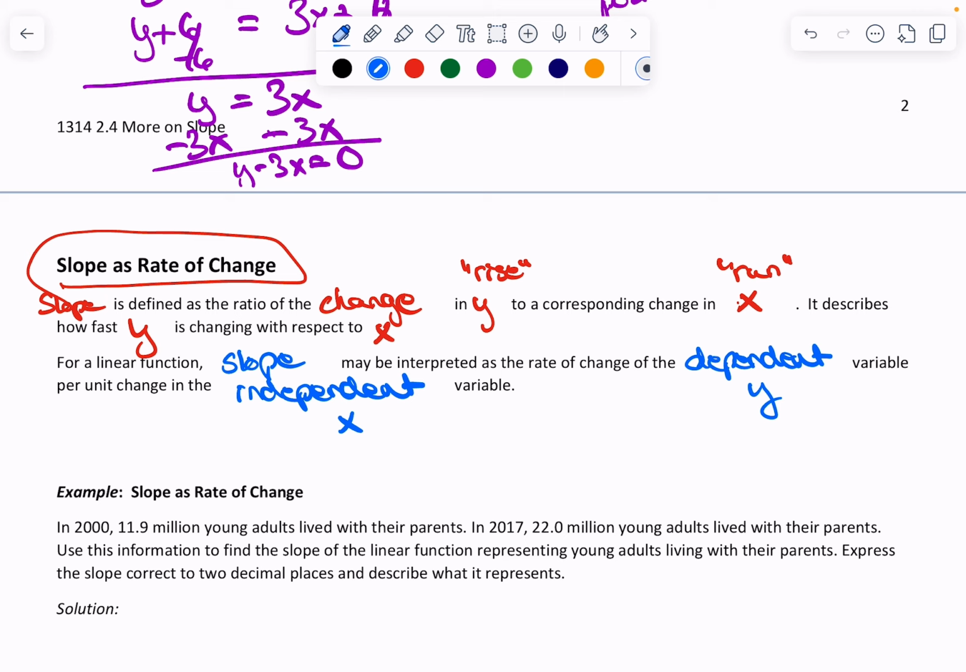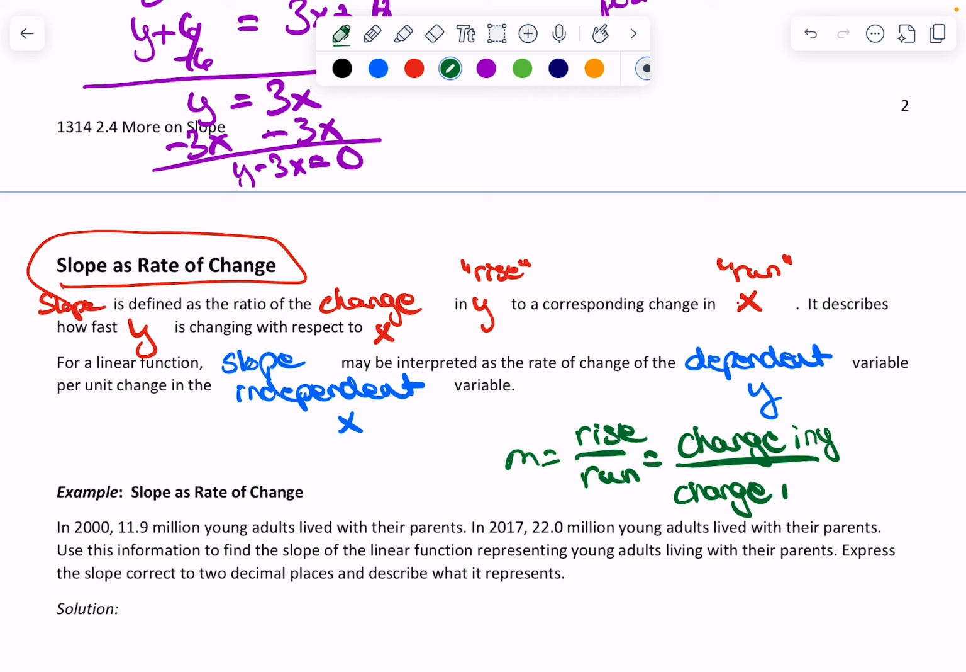Again, reminder that slope is rise over run. That's the change in y over change in x: y2 minus y1 over x2 minus x1. There we go. That's slope. Okay, so let's look at an example. Slope as rate of change.